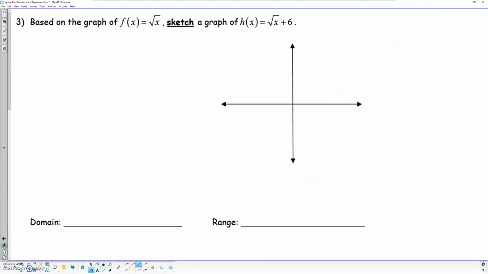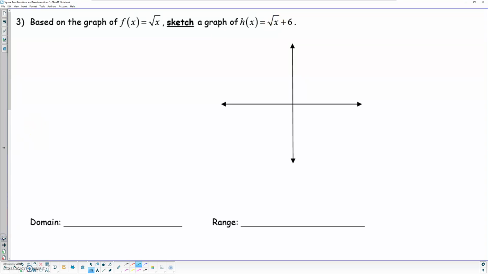Okay, let's try another one. Based on the graph of f of x equals the square root of x, sketch a graph for h of x equals the square root of x plus 6. All right, so you'll notice here the plus 6 is outside of the square root symbol, right? It's not underneath the square root.